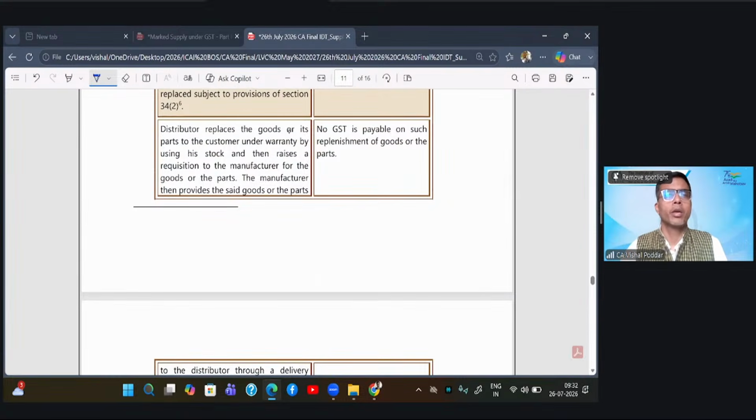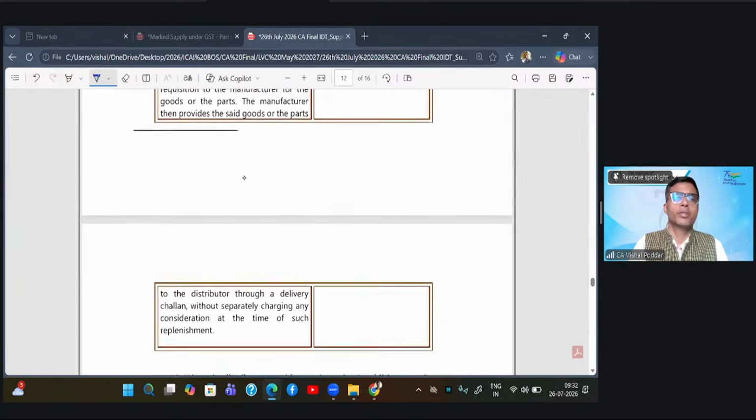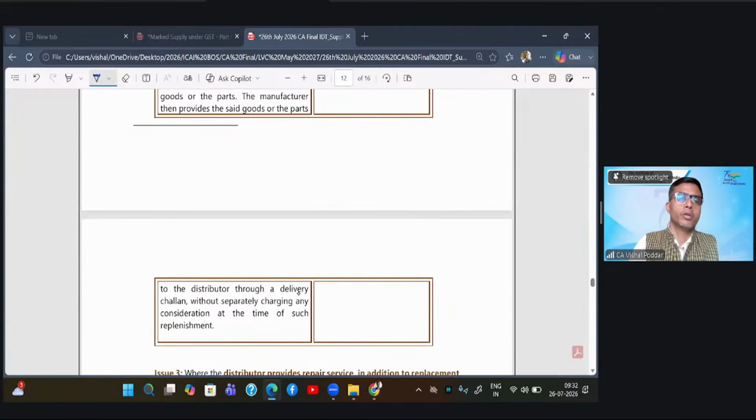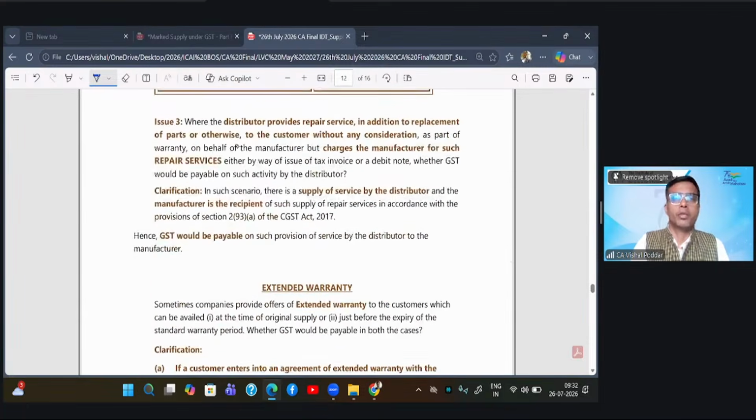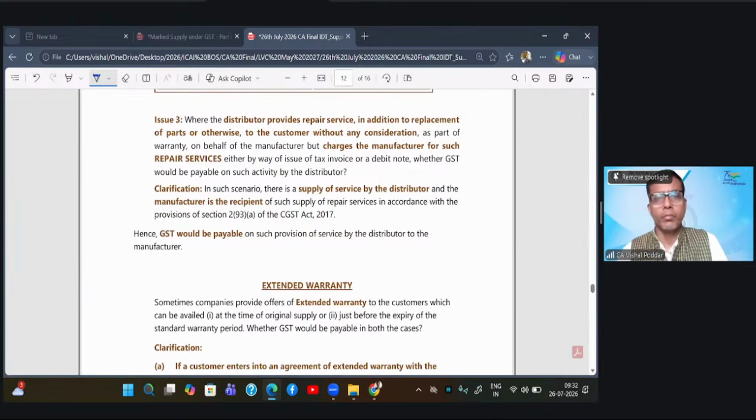Next, distributor replaces the goods or parts to the customer under warranty by using his own stock and then raises a requisition to the manufacturer for the goods or part. The manufacturer then provides the said goods or part to the distributor. So I first use goods from my stock, and now I'm sending the list to the manufacturer. See, these parts I have used, you replenish back the parts to me. So there will be no GST on the replenishment of the part by the manufacturer to me.